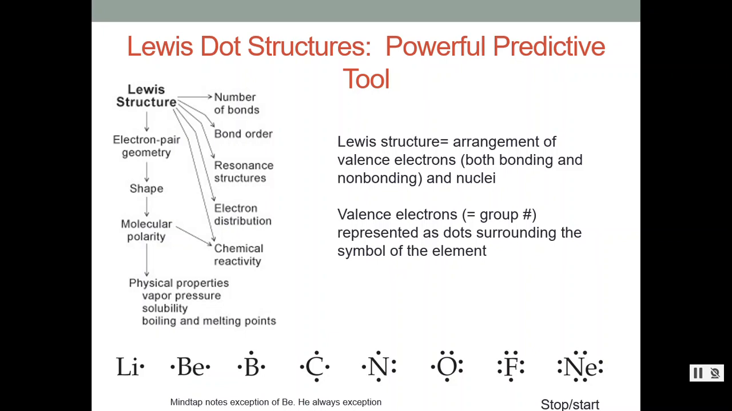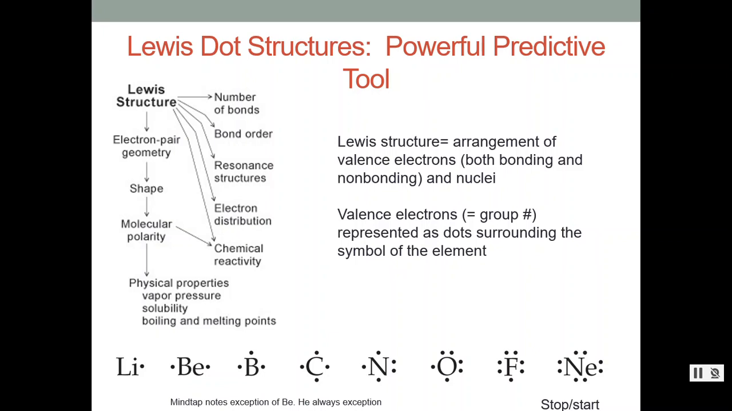So one of the most powerful predictive tools that we can use to determine the structure of molecular compounds and also say something about the kind of bonding that we see with ionic compounds is this concept of the Lewis dot structure. Lewis dot structures involve valence electrons, those electrons that are in the outermost shell of the atom, of the nucleus.